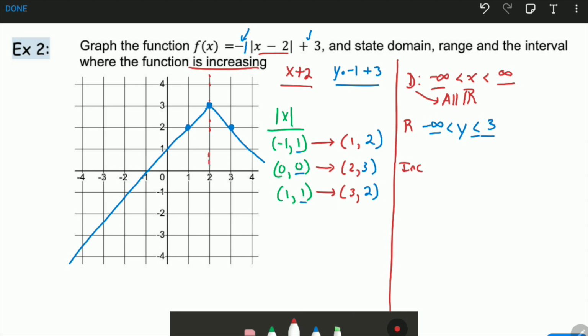As far as increasing, decreasing goes, we want to separate it at the extrema, which would be at 2. So we'd end up with 2 separate intervals. One from negative infinity to 2. And one from 2 to infinity. The increasing one as we go from left to right is the first interval, because as you move from left to right it is going up. So the increasing interval is negative infinity to 2. There we have it.